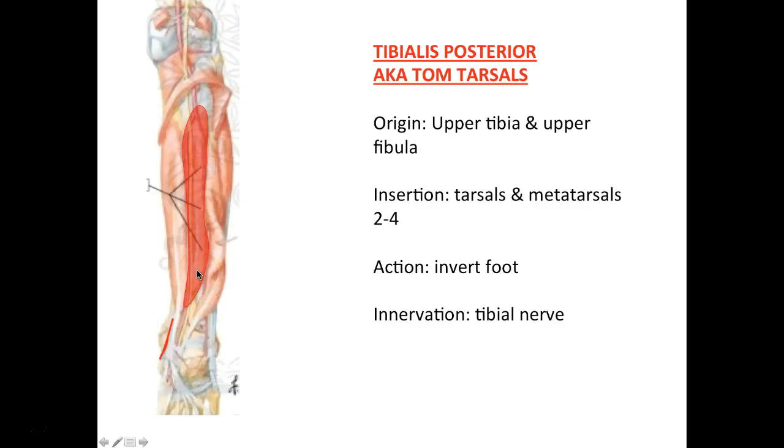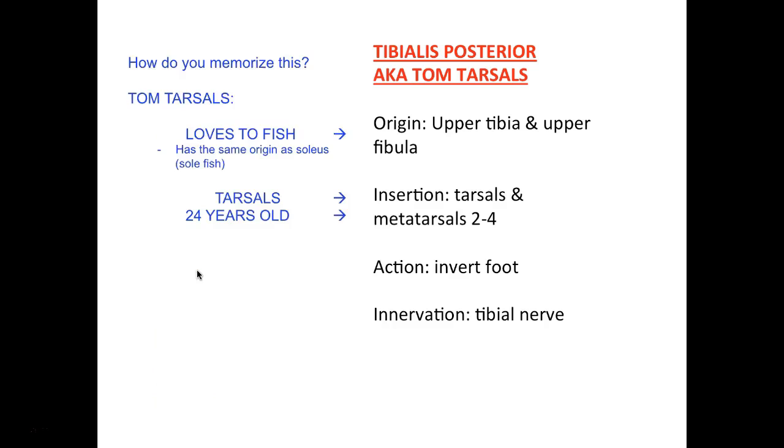And I made up a little personal ad for Tom here, and his last name is Tarsals, and he likes to go fishing. The reason I say he likes to go fishing is because his origin is from the same place that soleus was, the upper tibia and upper fibula. And its insertion is the tarsals, hence his last name, and he's 24 years old, so it's also going to insert into metatarsals 2 through 4. Its action, we're going to know from its name. It has tibialis in there, so it's going to invert the foot, and innervation is tibial nerve. Okay, so this is kind of how it all lines up.